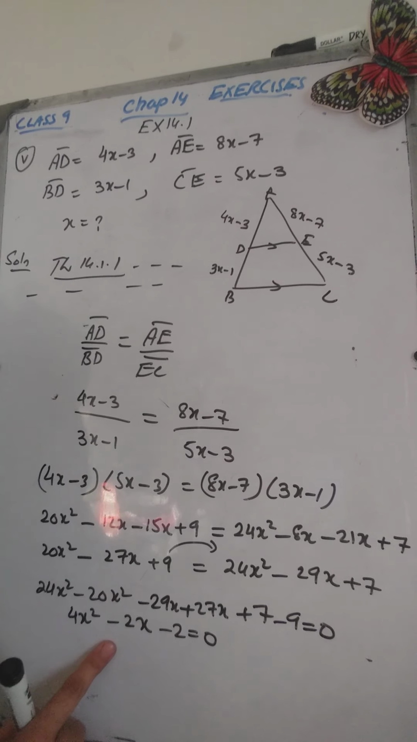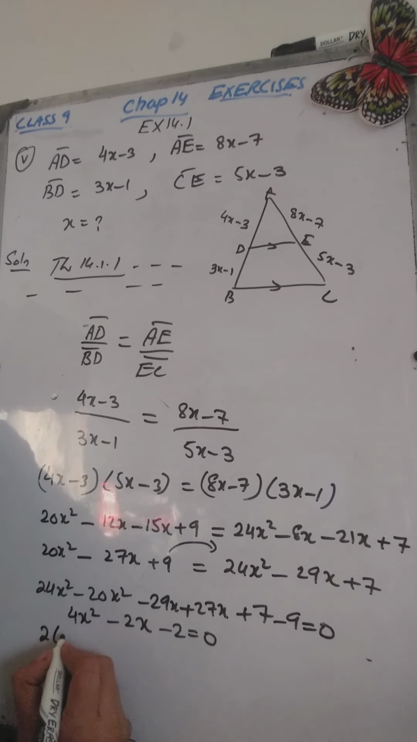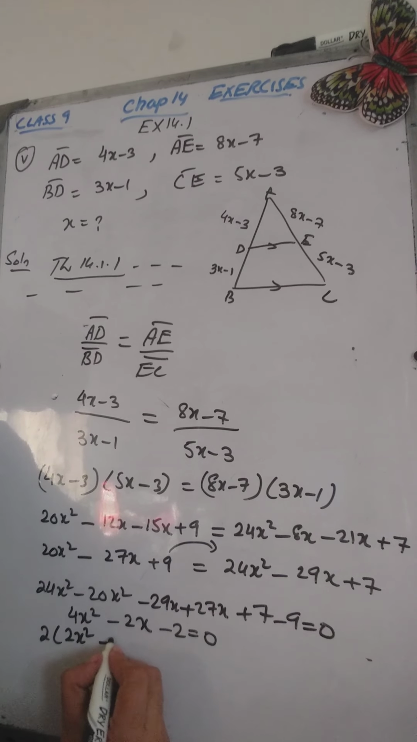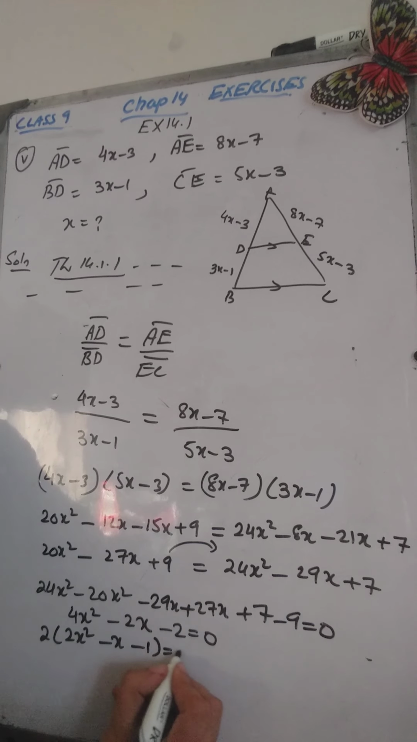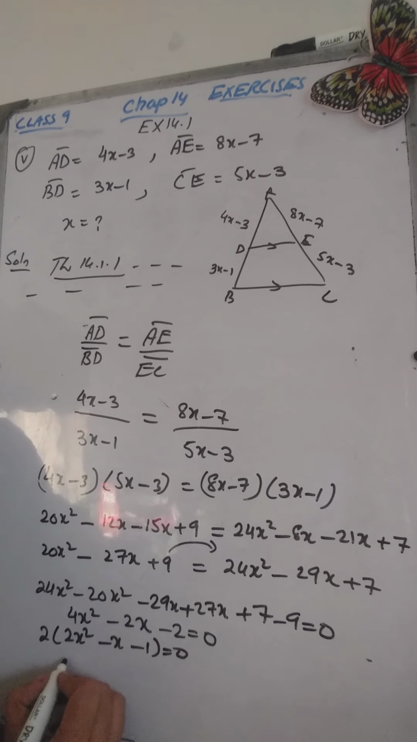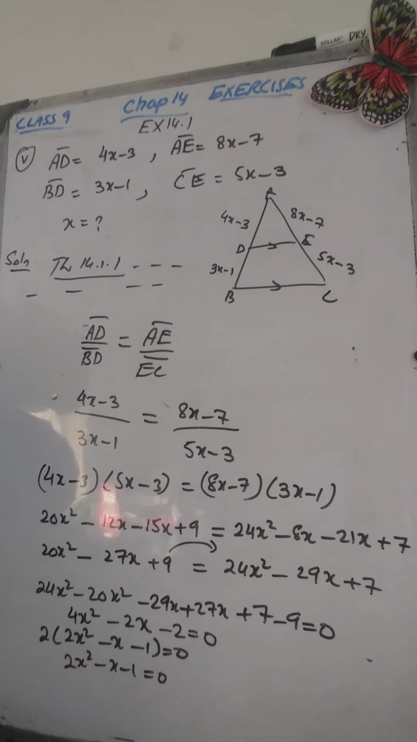Now for simplicity, we can take 2 common and shift it to the right hand side. Taking 2 common, 2x square minus x minus 1 equals to 0. Now we are going to solve this equation to get the value of x. It is a quadratic equation and you can solve it by either factorization or quadratic formula or any method you like. It can easily be solved by doing the factorization.